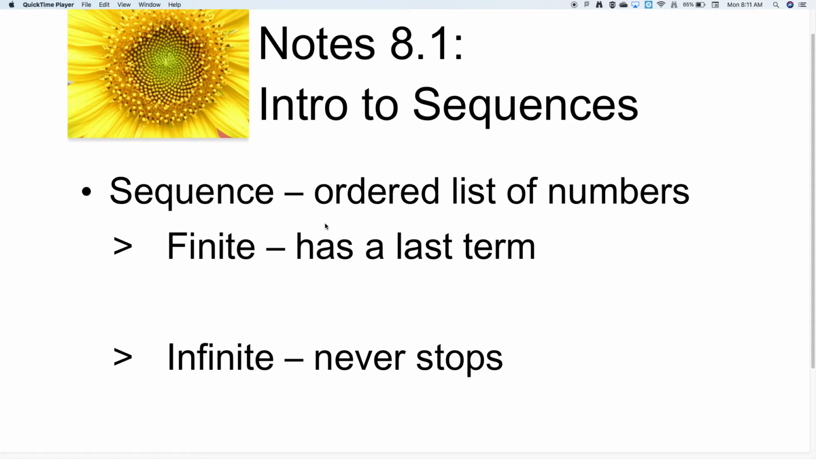A finite sequence is one that has a last term, so it ends. You could actually count the number of terms in the sequence, whereas an infinite sequence never stops. It just keeps going. I could draw an example of a finite versus an infinite sequence.